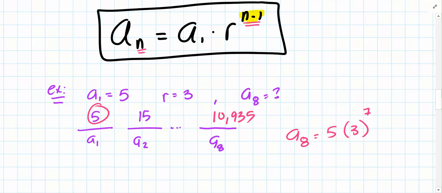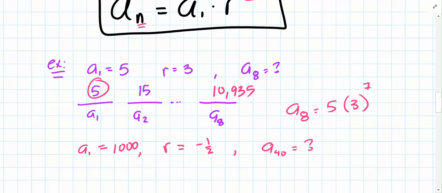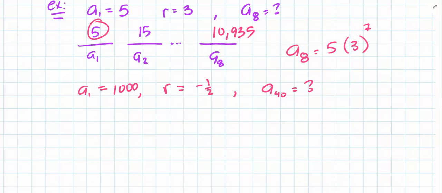All right. Let me give you another one. Okay. If the very first term is 1,000, and the common ratio is -1/2, write out the first 2 or 3 terms, and then skip up to the 40th term, and tell me what you get. And you're going to need your calculator for this one, and I want to show you the notation on the calculator, what you're going to experience.